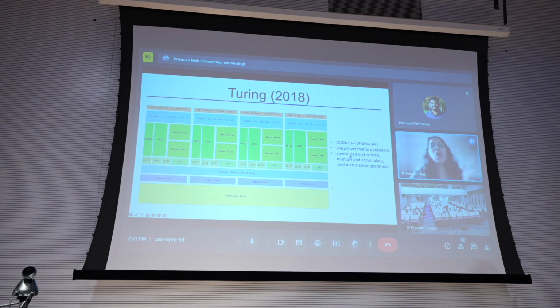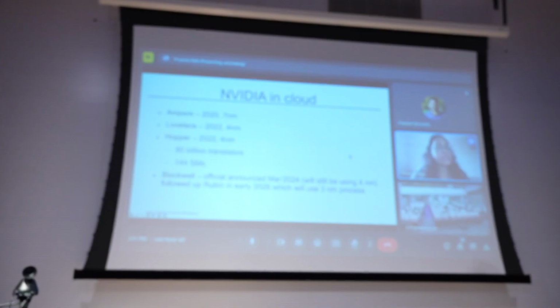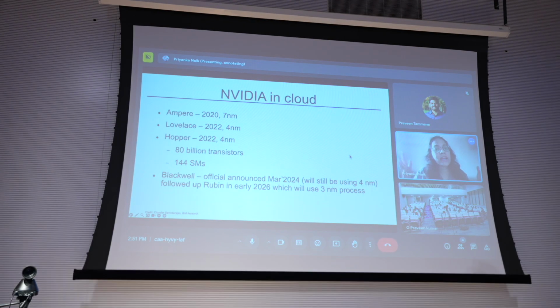So this is how the GPUs kept evolving themselves to be ready for AI workloads. And over the years, these architectures or these dies started reducing in size.